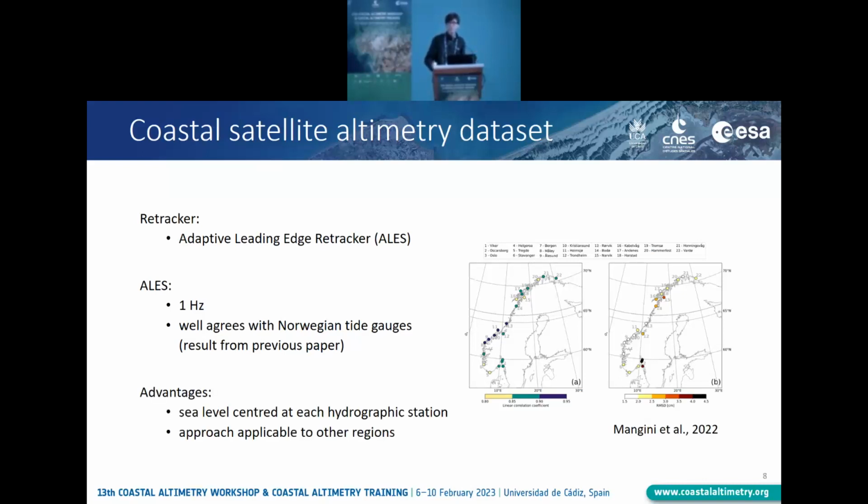And using coastal altimetry can be advantageous because we can reconstruct the sea level signal centered at each tide gauge location, whereas, for example, there is never a perfect overlap in space between a tide gauge and a nearby hydrographic station. But also because it makes the project more easily applicable to other regions, because not all regions of the world are as well covered as the Norwegian coast.